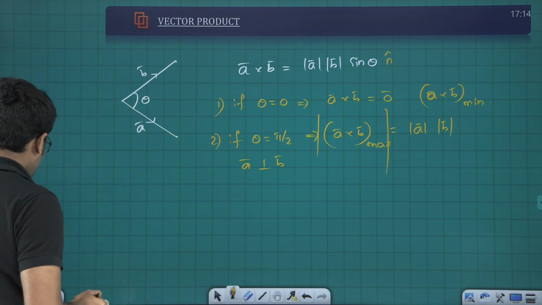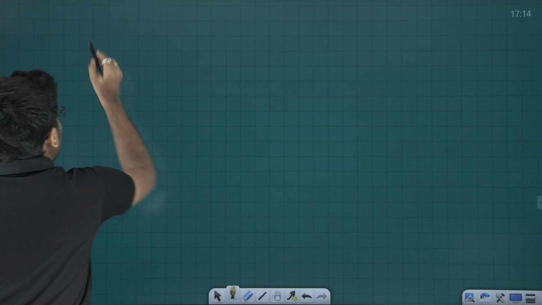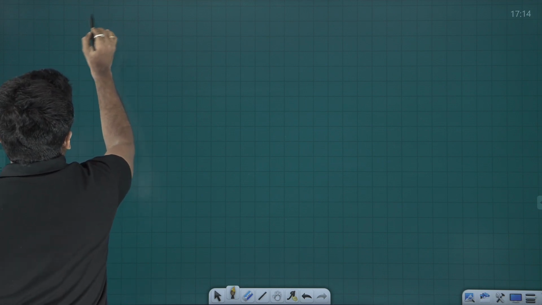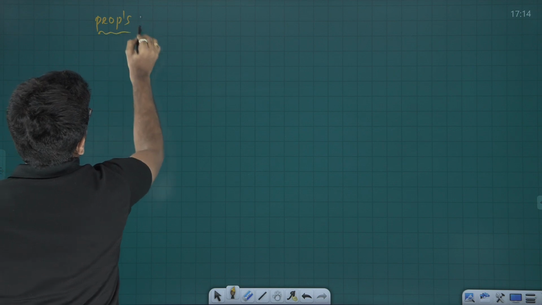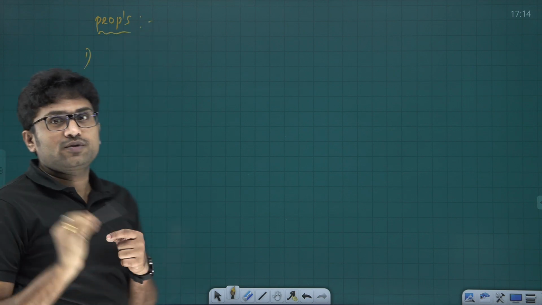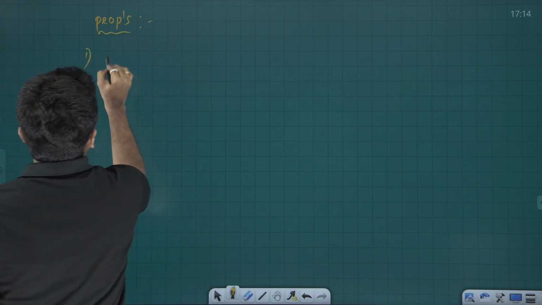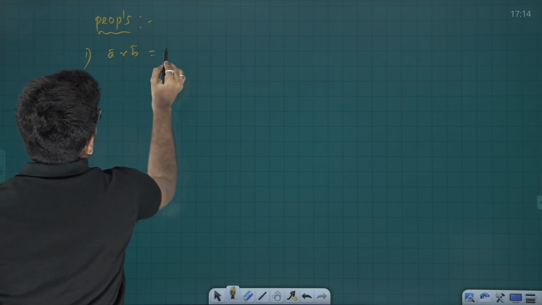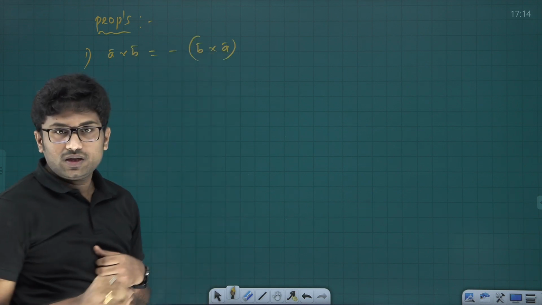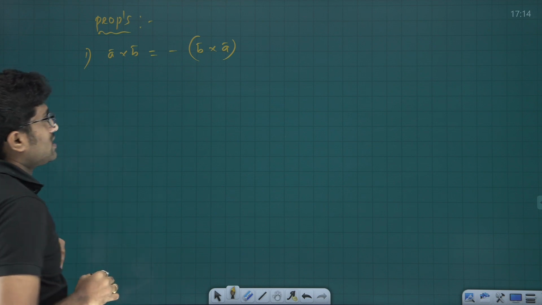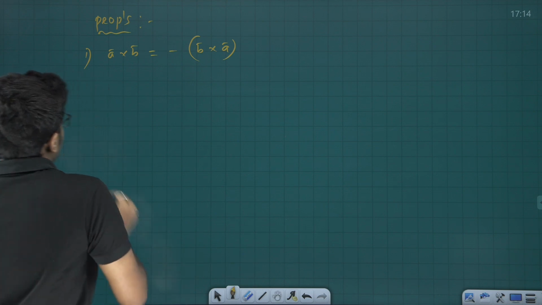Next, some properties of vector product, or applications of vector product, which are very important. Number one, the vector product of two vectors is not commutative. That is, A bar cross B bar is equal to minus of B bar cross A bar.